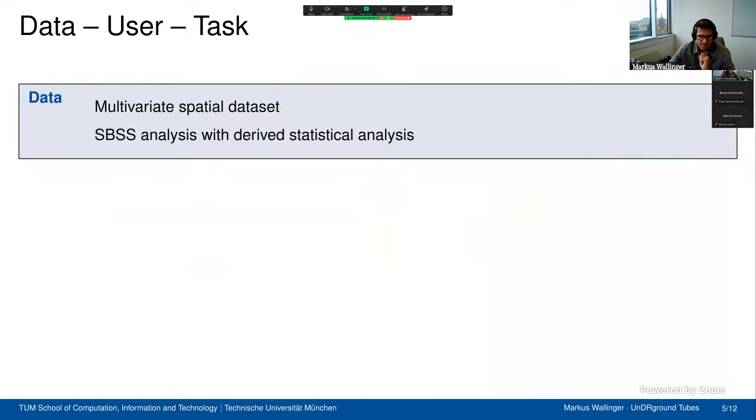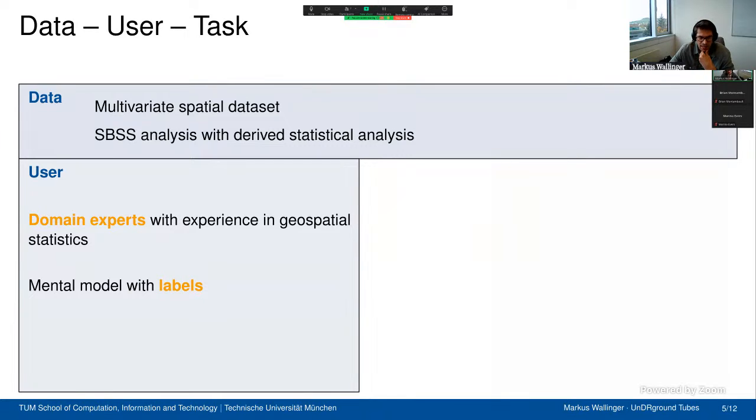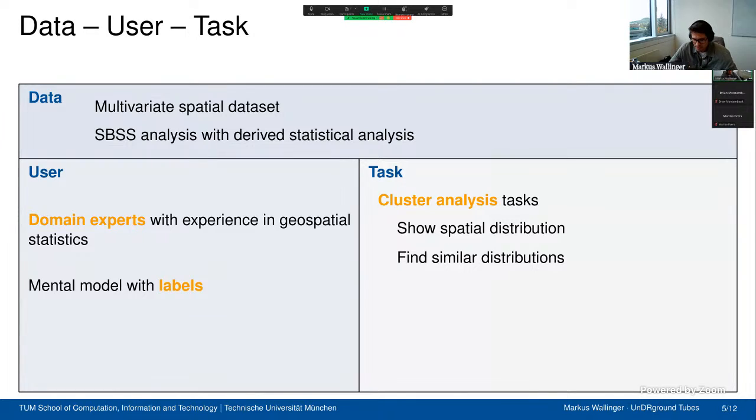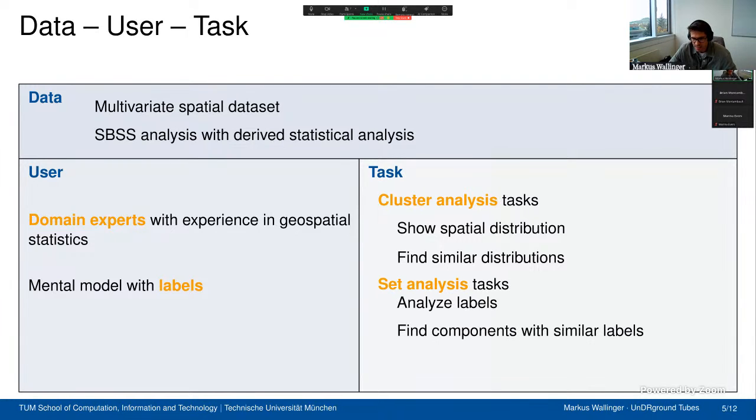So what we then have identified is that as input data, we have a multivariate spatial data set on which SBSS analysis is performed and some statistical analysis can be derived. Then as a user, we would consider domain experts with experience in geospatial statistics, and specifically in their mental model, they think in labels. And lastly, as task, we have several different tasks. First, the cluster analysis task: you want to show the spatial distribution in a latent component, but also find latent components with a similar distribution. Then a set analysis, analyzing labels and finding latent components with the same labels, and a joint analysis.